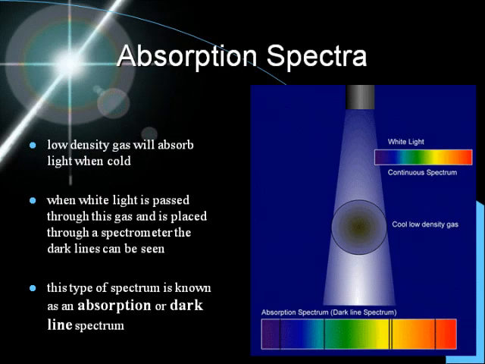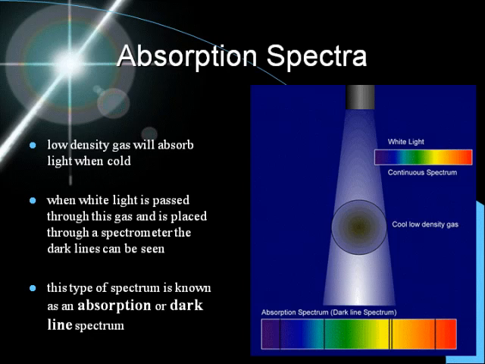Now, if you were to take cold sodium gas and put bright white light behind it and then put that into a spectrograph, you would see something very different. Instead of bright lines, the white light, which is all colors, would be missing energies at those specific wavelengths.